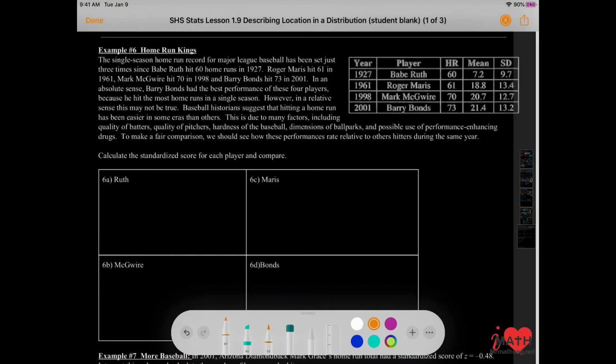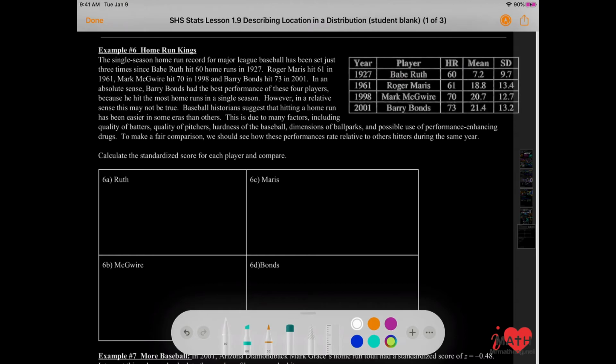All right, let's go on to the next page here. The single season home run record for Major League Baseball has been set just 3 times since Babe Ruth hit 60 home runs in 1927. Roger Maris hit 61 in 1961. Mark McGwire hit 70 in 1998, and Barry Bonds hit 73 in 2001. In an absolute sense, Barry Bonds had the best performance of these 4 players because he hit the most home runs in a single season. Just look at the numbers, just a straight highest number, the maximum.